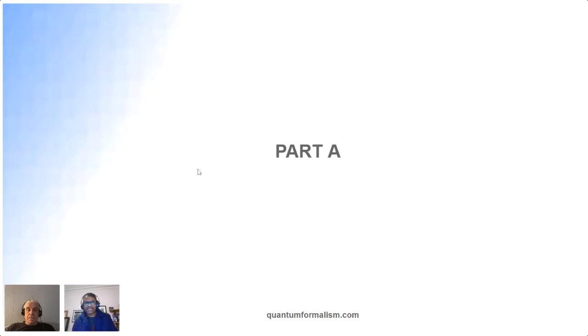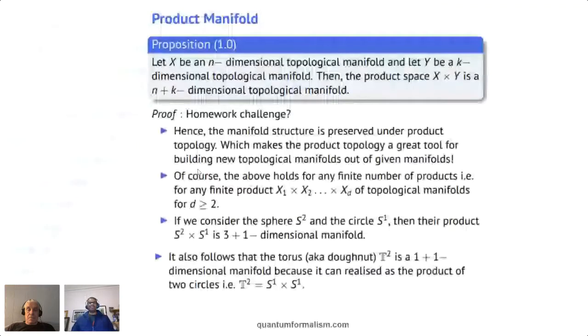Okay, so today I will start with a proposition. Normally, I would start the session with a definition, but today I will start with a proposition. Given an n-dimensional manifold X and a k-dimensional manifold Y, the claim is that the product space, you know what the product space is when you take the product of two topological spaces, is an n plus k dimensional manifold. So this is, in other words, a handy way of generating new manifolds.